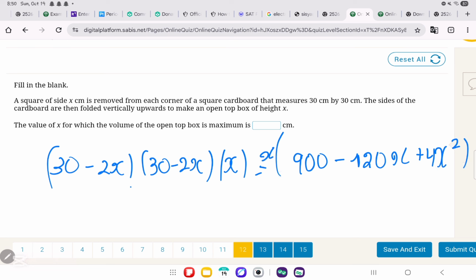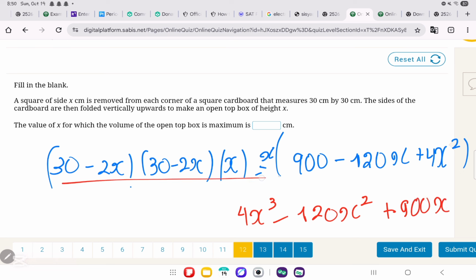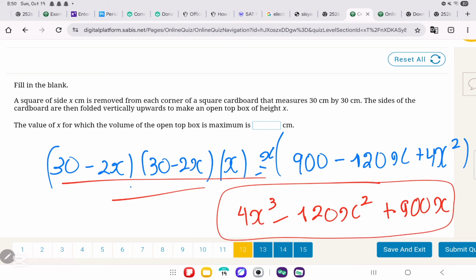So then it would become what? It would become 4x cubed minus 120x squared plus 900x. Now we have the volume. So they want us to find the value for x for which the volume is maximum. How do we do that? We need to take the derivative. So take the derivative of this. It's going to be 12x squared minus 240x plus 900.